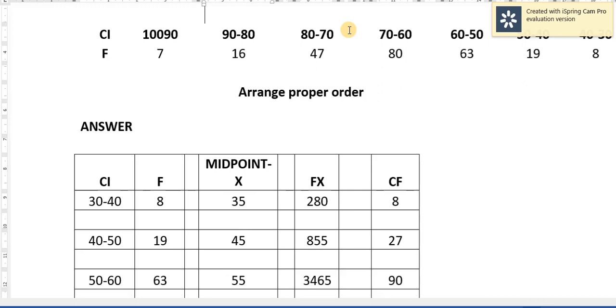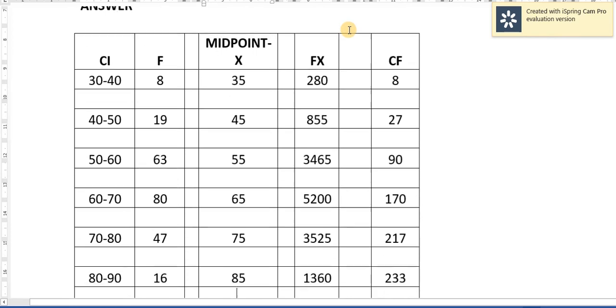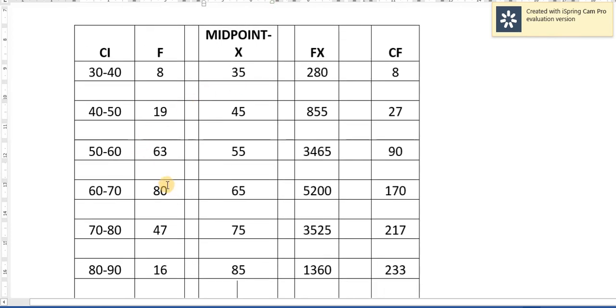Followed by the mean, then the median. The median formula is very simple: n by 2 th term. We found n, and we got the n by 2 value. After that we select the cf area, then finally we go according to the formula and we get the solution. Even the mode is very simple. Mode is the maximum frequency. The maximum frequency in this problem is 80. We have already selected this area.